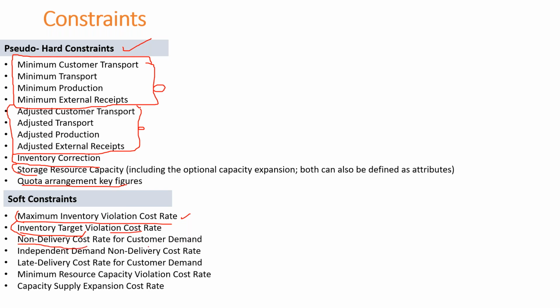Next is non-delivery cost rate. Next is independent demand non-delivery cost rate. Just like for consensus demand, you maintain non-deliveries, even for independent demand, you can maintain non-deliveries. Okay. And then we have late deliveries and the late delivery cost rate.